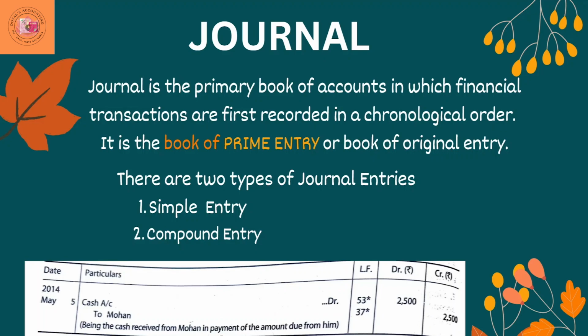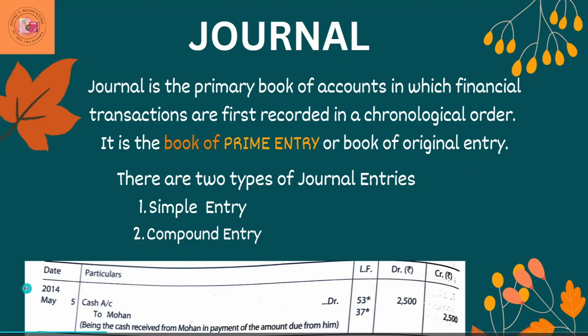Now, we will see that there are two kinds of journal entries. One is the simple entry, which involves only two accounts, as you can see in the example, cash account to Mohan account. And then the other type of journal entry is a compound entry, in which more than two accounts are involved. The purpose of a journal is to make it easy for the accountants to prepare ledgers. So, whatever is written in the journal will then be transferred into the ledger.